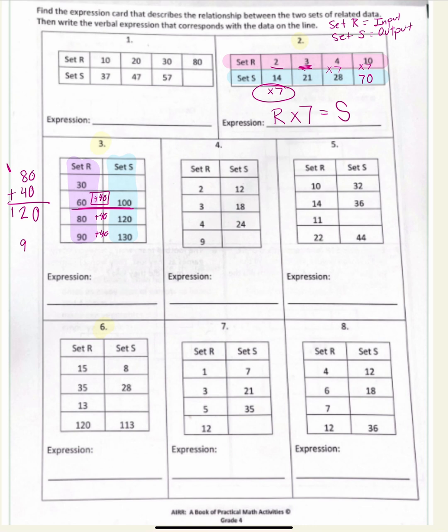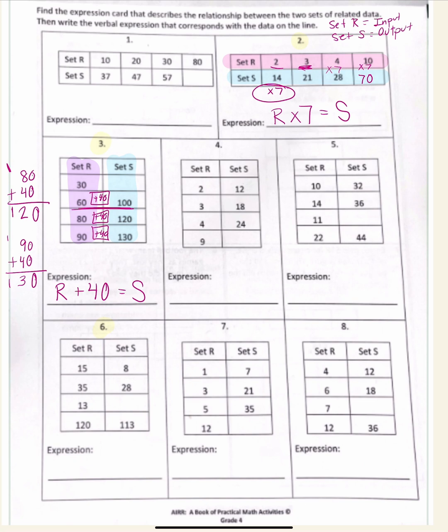So let me take that 90. Okay, and I'm going to add 40 to it. So again, 0 plus 0, that is 0. 9 plus 4. Okay, well, that's 13, so I place the 3, push that 1. Well, nothing else is there, so 130. Well, again, both of these are checking out, which means my expression, my rule, was I took my R, and I added 40 to it, and it gave me my S.